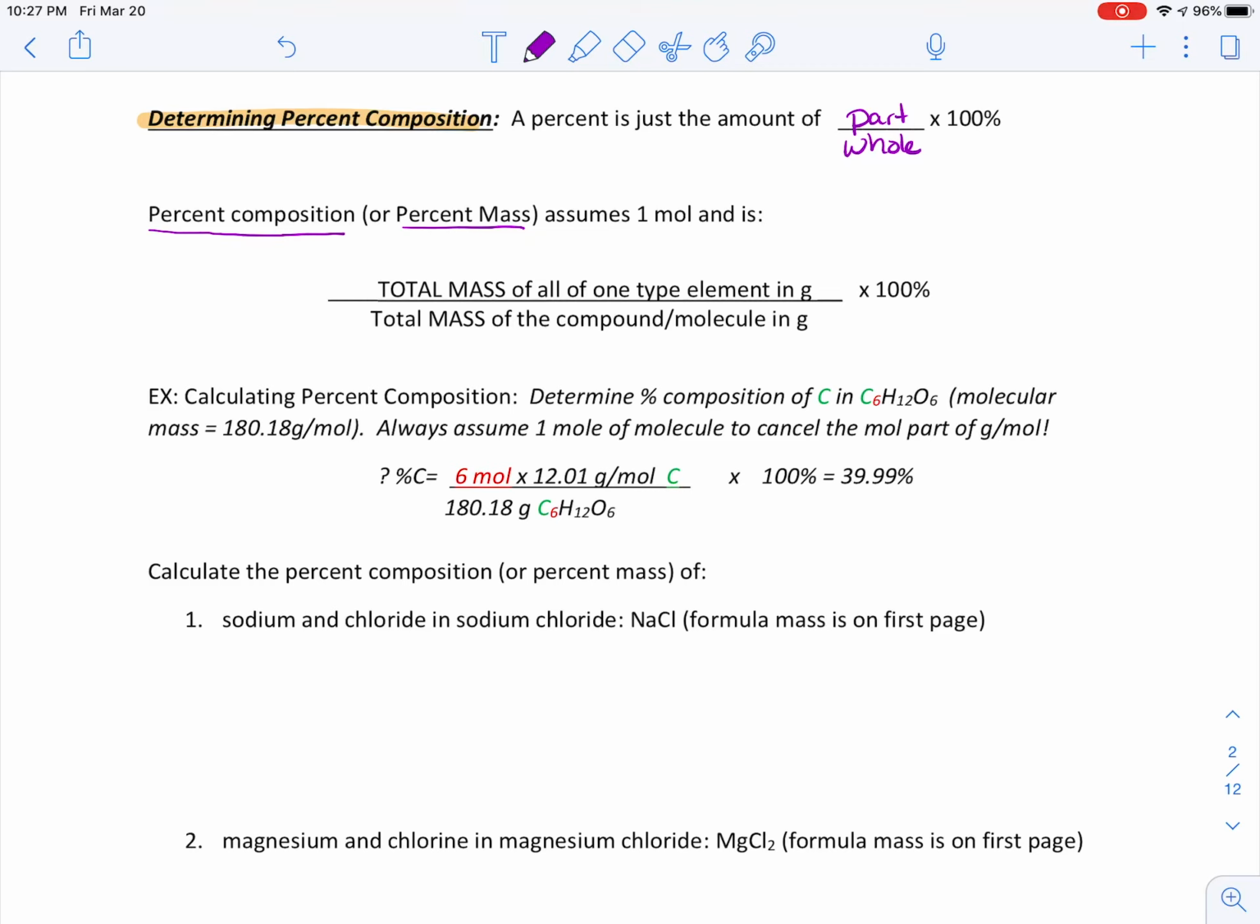OpenStax uses percent composition. If you see Newton using percent mass, send me a picture email and I'll message them. They say they've fixed a few things that I've asked about.